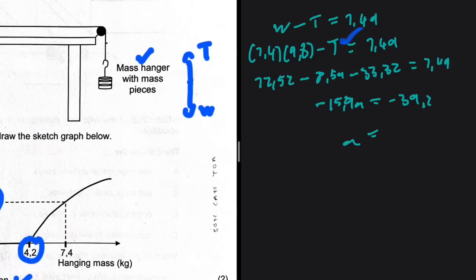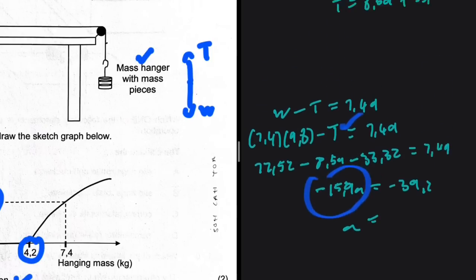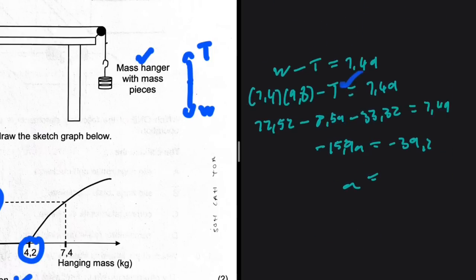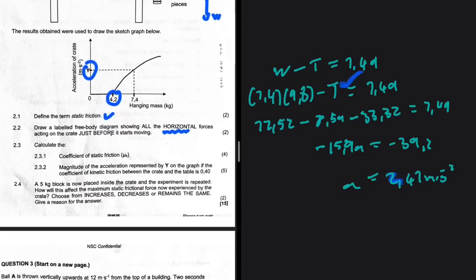So the acceleration is equal to minus 39.2 divided by 15.9, or 15.19? I forgot what I wrote there, because it's not clear. So minus 39.2 divided by minus 8.5 minus 7.4. I can just do that because I'm not sure what I wrote there anymore. So the acceleration that I'm getting is 2.47 meters per second squared. That is the answer to 2.3.2.